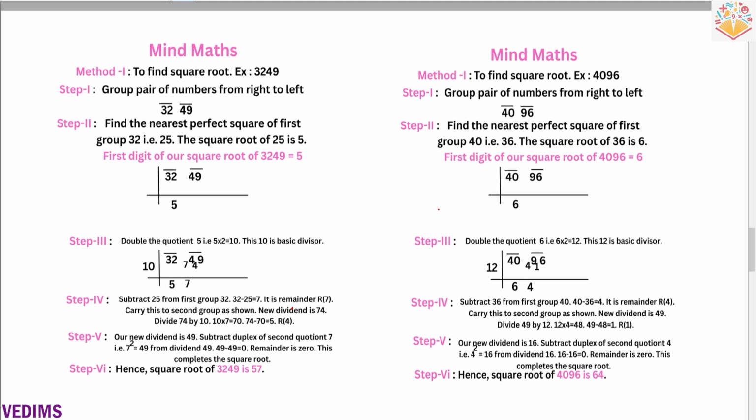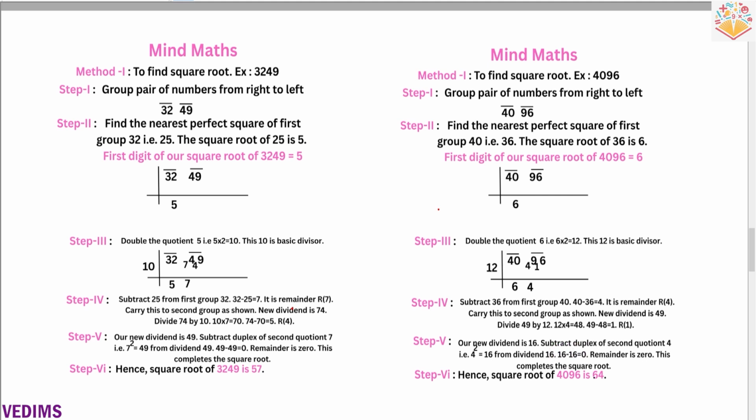Our new dividend is 49. Divide 49 by 12. 12 4s are 48. 49 minus 48 is 1. Carry this 1 to the next place. Our new dividend is 16. Subtract duplex of second quotient, that is 4, 4 square, 16, from the dividend. 16 minus 16 is 0.